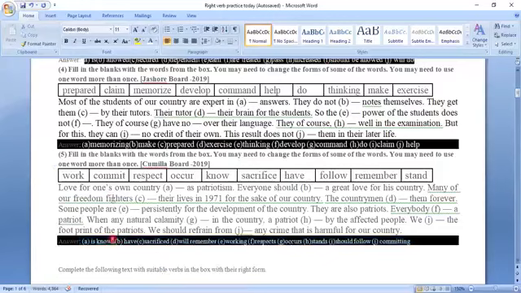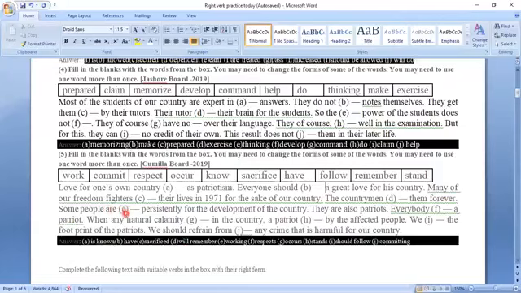Okay, this is the answer. Love for one's own country is known as patriotism. Passive voice. Everyone should. This is a modal verb, so there will be the present or base form of the verb. Everyone should have a great love for his country. Many of our freedom fighters, number C, sacrificed their lives in 1971 for the sake of our country.